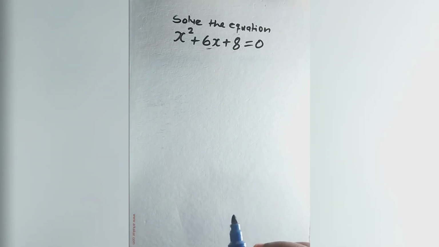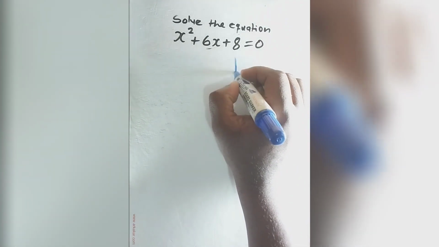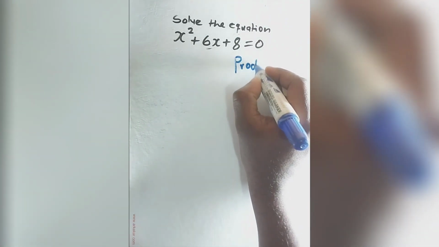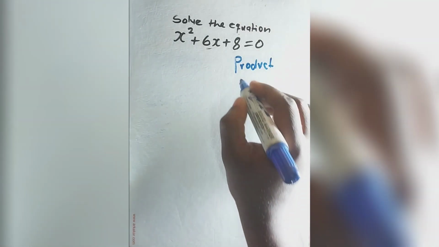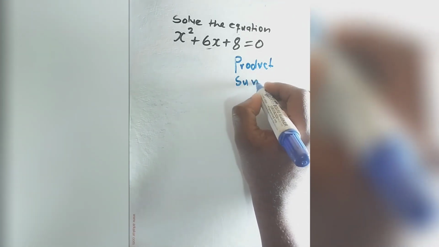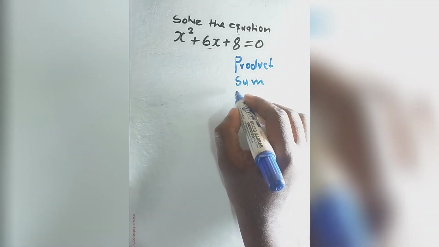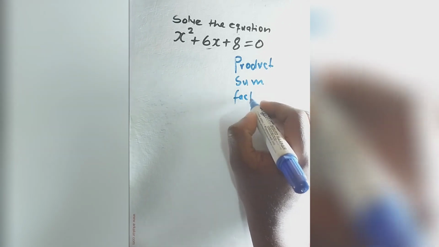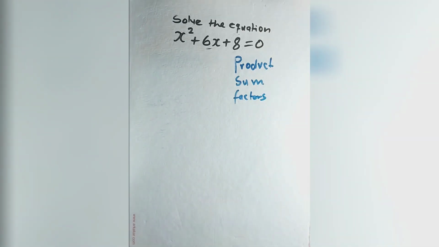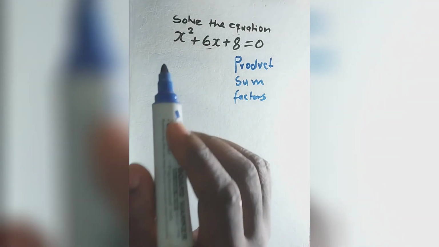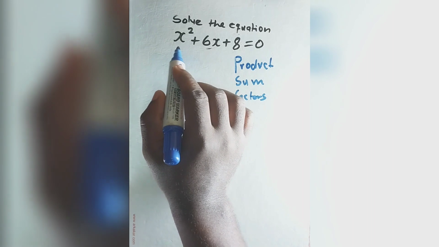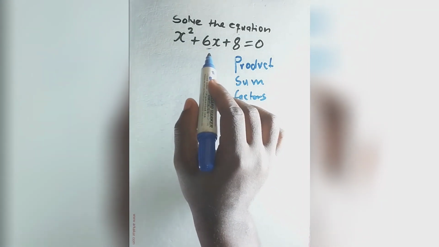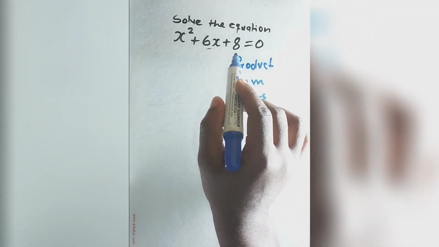So the terms involved that you need to know are the product, the sum, and the factors. Okay, so someone will ask, how do you get the product, the sum, and the factors? Looking at the equation, you have the coefficient of x squared, the coefficient of x, and the constant, which is 8.